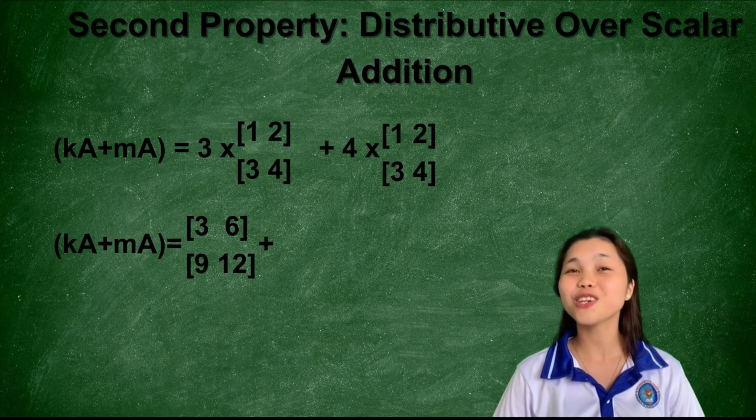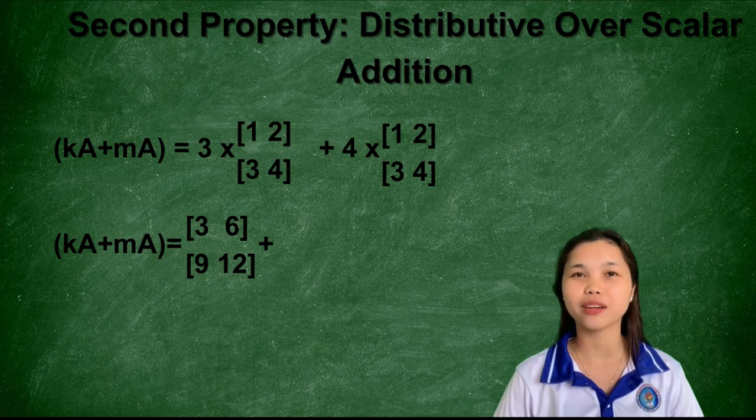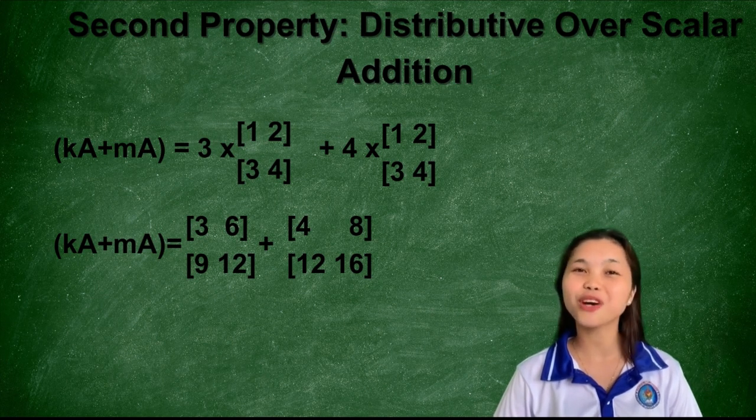Then, we're also going to do the same process to the second scalar. 4 times 1 is equal to 4. 4 times 2 is equal to 8. Moving on, 4 times 3 is equal to 12, and 4 times 4 is equal to 16. Finally, we have our second matrix containing entries such as 4, 8, 12, and 16.